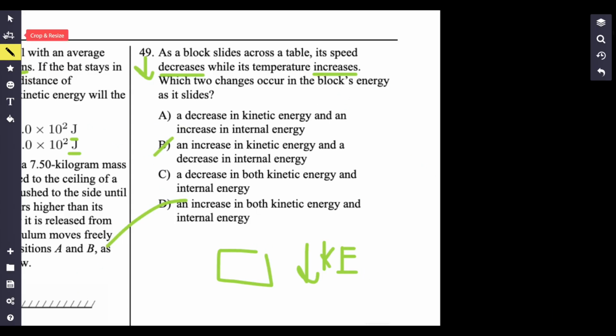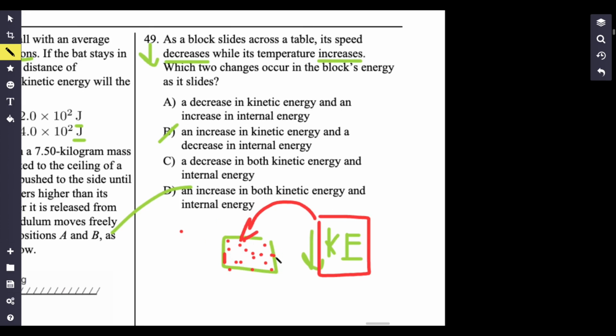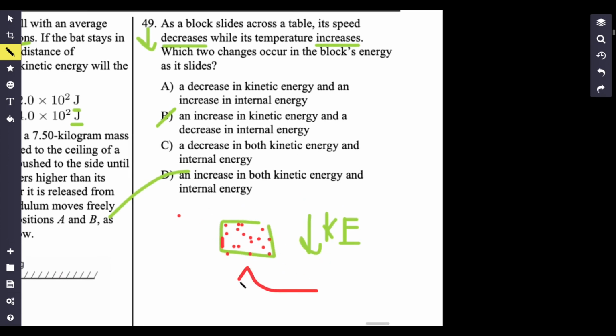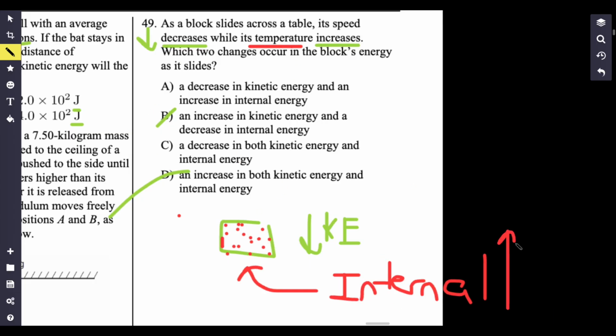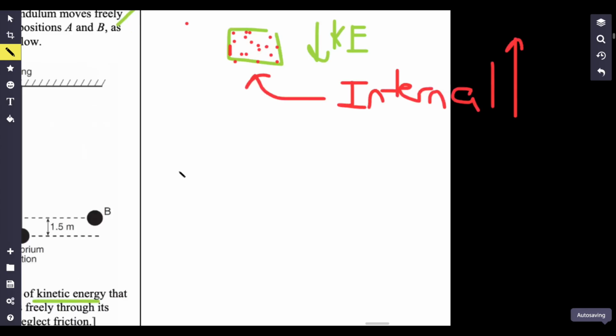Internal energy basically describes the particles of the block. If you focus on the atoms in this block, the atoms themselves also have kinetic energy and potential energy. So the kinetic energy of the actual block is different from the kinetic energy of the particles and their potential energies. When we're talking about these microscopic things, this refers to the internal energy of the block. Because our temperature increases, that causes an increase in the internal energy, because these particles start moving faster. So even though the block itself is slowing down, the particles are moving faster, meaning the internal energy is going to increase.